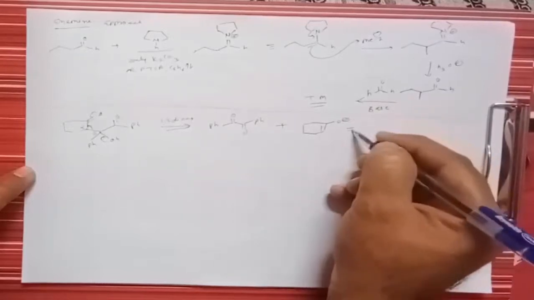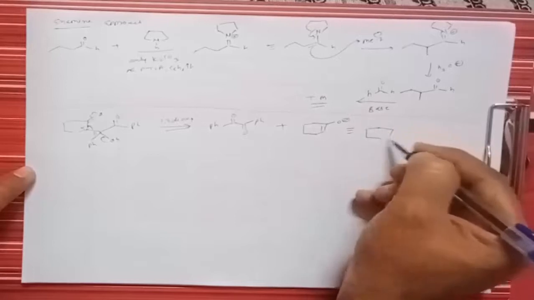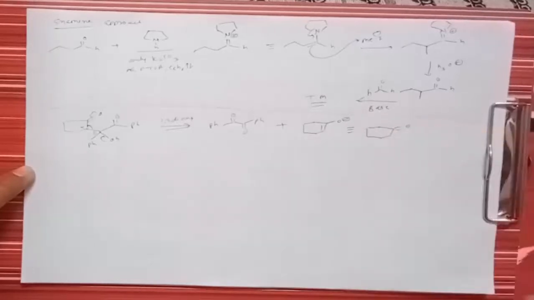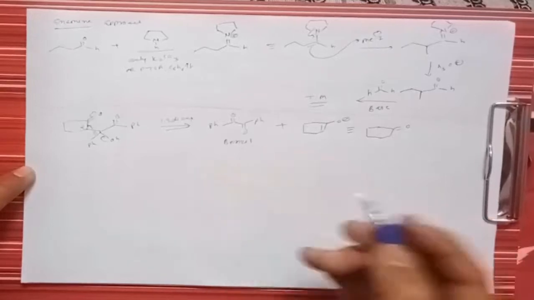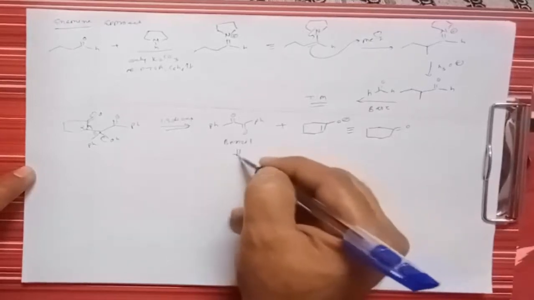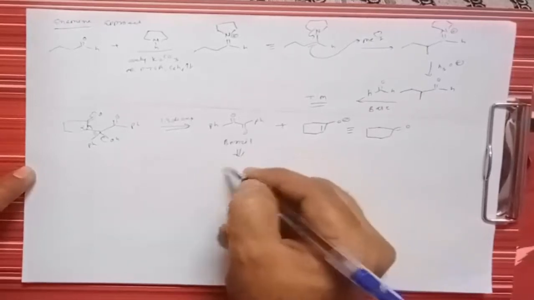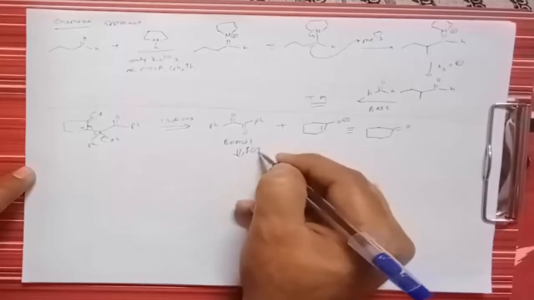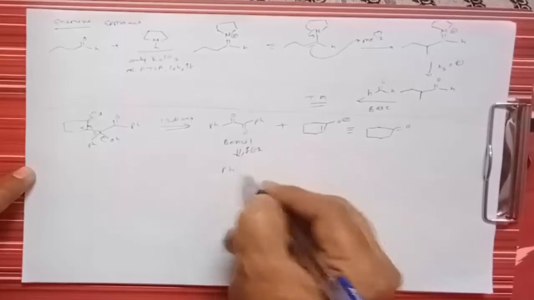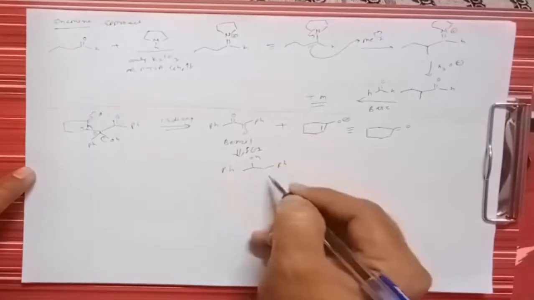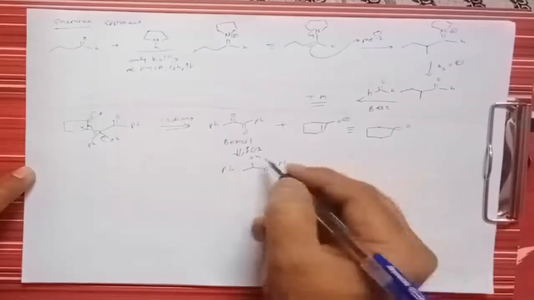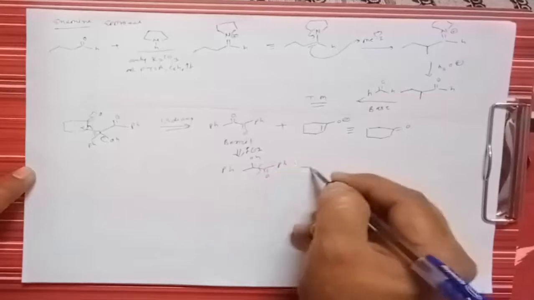So this is the synthon, and its synthetic equivalent is cyclohexanone, like this. We know that this is a benzil, right? Now we can break this benzil by functional group interconversion. By functional group interconversion, we can take it as an alpha hydroxy carbonyl compound, and we can break this molecule at this position.